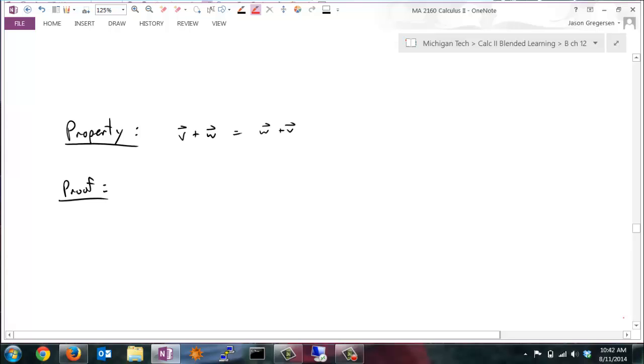I want to show that if I add two vectors together, the order doesn't matter. All right? So, I have two vectors. I want to talk about them, so I'm just going to write them in component form. I'm going to pretend these are two-dimensional vectors.